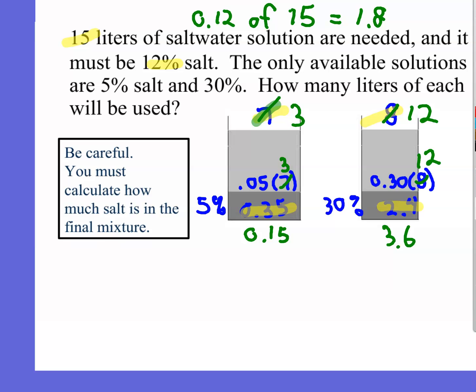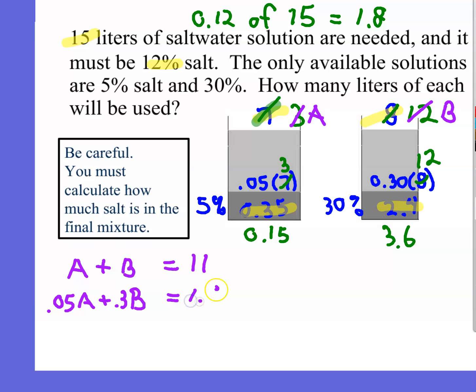But here's the cool thing. I really don't care if I'm guessing properly or not, because all I want to do is guess a couple times so that my brain can see the pattern, and then I can write some equations to express that pattern. So instead of guessing another number, I'm going to guess A. And instead of guessing another number here, I'm going to guess B. And I was making sure that A plus B had to add to 11, and I was also making sure that 5% of A plus 30% of B added up to 1.8.